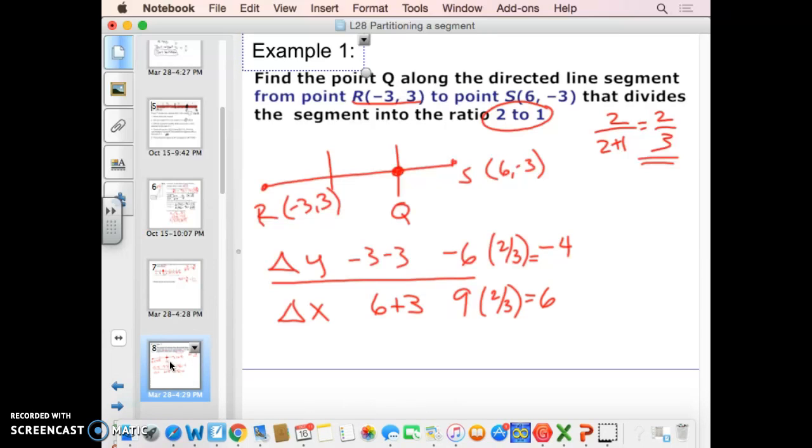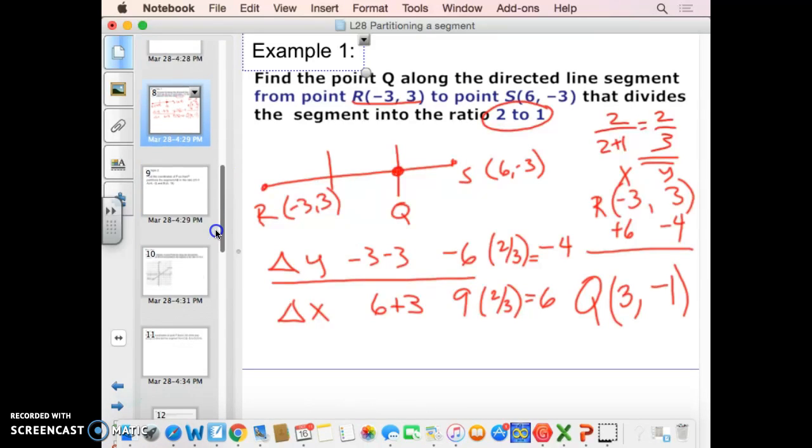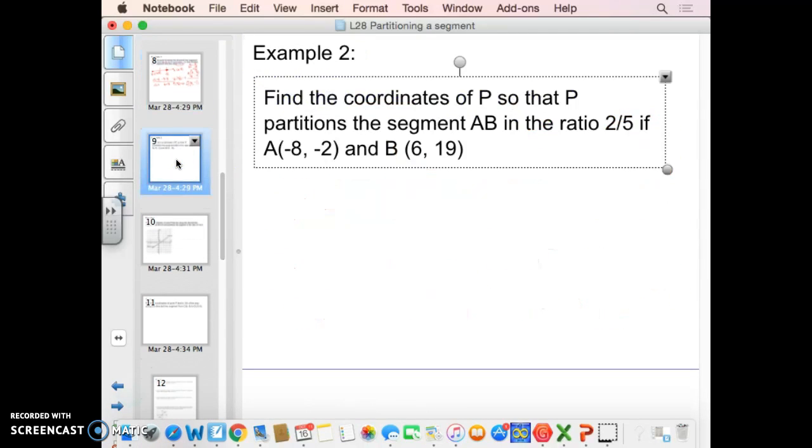So now I'm going to take my first coordinate, R, which is at -3, 3. And be careful, I'm subtracting 4 from the Y, and I'm adding 6 to the X. So my point Q is at 3, -1. I'm moving kind of quickly because I only have 15 minutes to get this done.